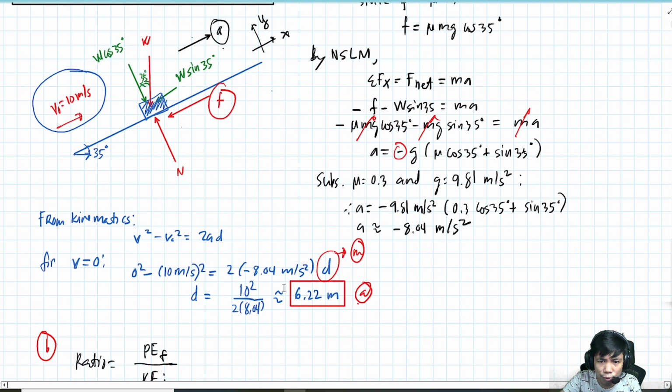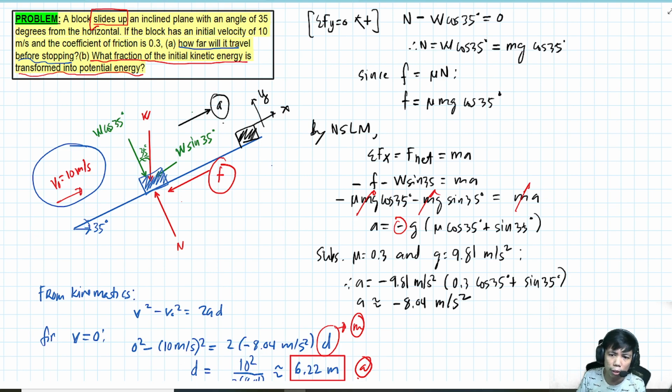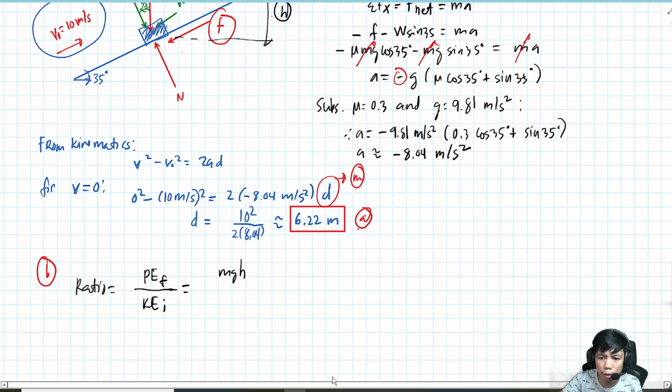So, balik tayo sa ating figure. Kunwari, andito yung ating blank. Nag-stop siya. So, pwedeng kunin mo yung height dyan, and then mag-MGH ka na lang. So this one, si ating final potential energy, pwede siyang MGH. Pwede rin ito guys.